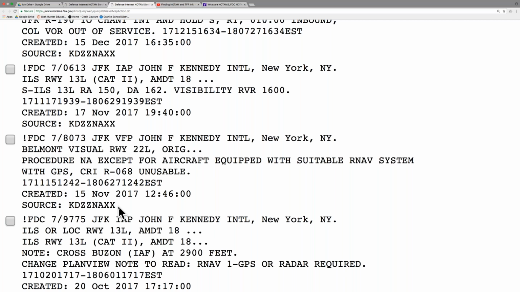So the local NOTAMs talk about things that are physically going on at the airport, right? These are talking about the routes that are coming in and out of the airport. Okay, so FDCs have more to do with just procedures. Exactly. Okay, let me write that down. So, yeah, FDCs talk about procedures.